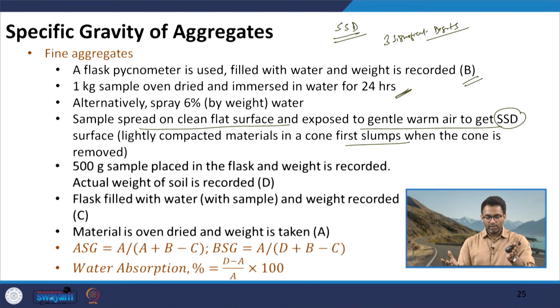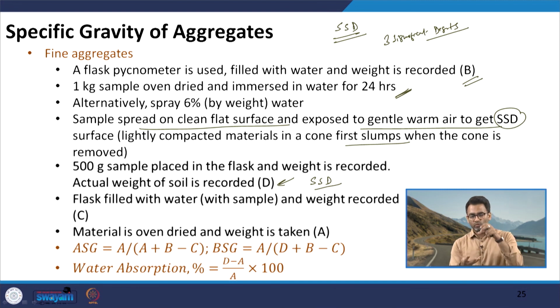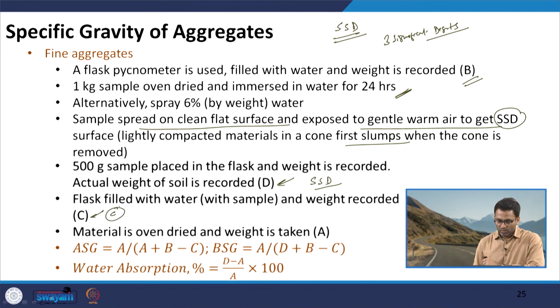Out of this total material, you can take 500 gram of sample and place it in the flask, and the weight is recorded, alright. So, the actual weight of soil is recorded, let us say it is D, the saturated surface dry weight, alright. Then we will fill the flask with the material and water. So, we have this 500 gram of material inside, and then we will fill the remaining portion with water, and we will record the weight which is taken as C. Then we will take out the material, dry it in the oven, and the oven dry weight is recorded as A.